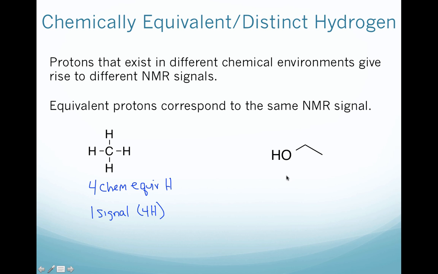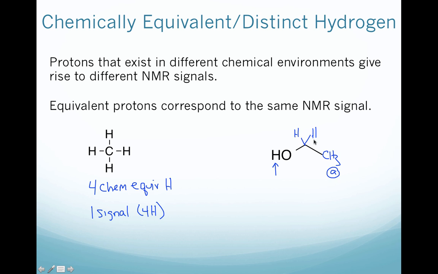Now if we look at ethanol, we have a hydrogen on an oxygen. We have this CH2 and a CH3. Well, these 3 hydrogen on this carbon on the right, all 3 of those are chemically equivalent. They're all on this methyl carbon. So we'll call that signal A.